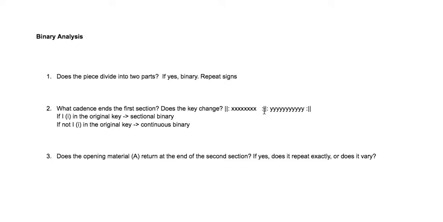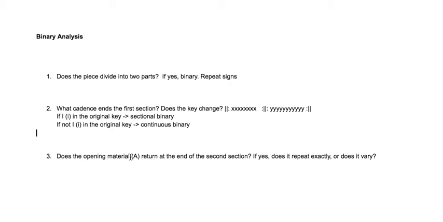So what we want to study, the difference of different types of binary, is here, the end of the first section. If it's in the original key, in tonic, it's called sectional binary. If it's not the tonic in the original key, which is possible, like landing on a half cadence or actually changing to a different key, no matter what, as long as it's not tonic in the original key, it's called continuous binary. Okay, so that's the second important question you want to ask yourself whenever you're analyzing a piece that's in binary.